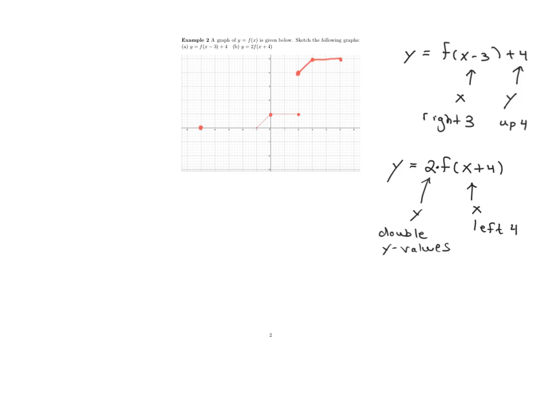I'll do this with the remaining points. If we look at the point 0, 1, again, it's going to first go 4 places to the left. Now the y value is 1, so if I double it, it's going to go up to 2. So I'm going to end up with -4, 2. And for the last point, same thing happens. We're at 2, 1, so I'll end up at -2, but when we double the y value, it goes up to 2. So we get -2, 2.